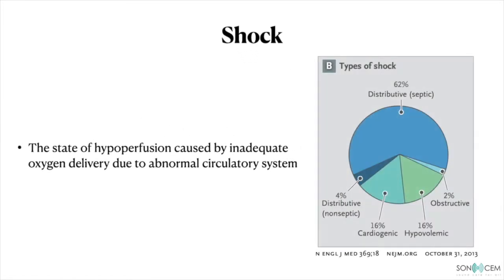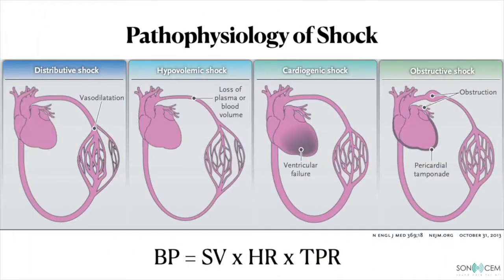As a recap, shock is the state of hypoperfusion caused by inadequate oxygen delivery due to an abnormal circulatory system. And as we know, there are 4 types of shock. The most commonly encountered in critically ill patients is distributive shock due to sepsis, followed by cardiogenic and also hypovolemic. Obstructive shock is the least commonly encountered.